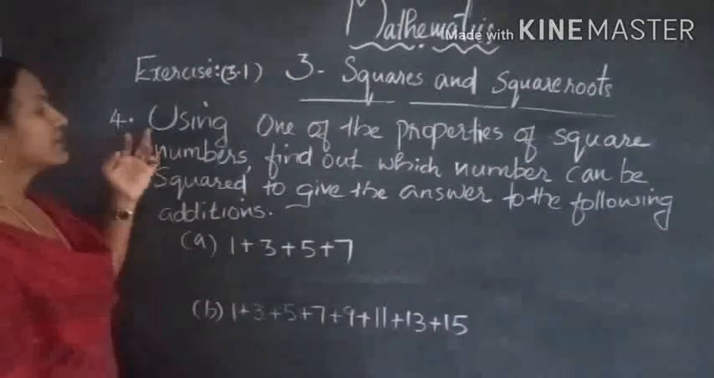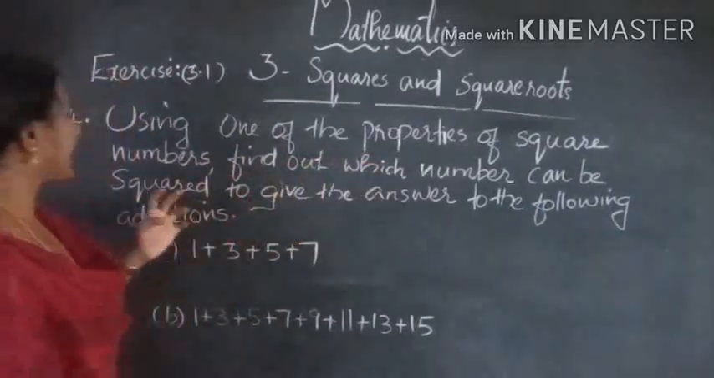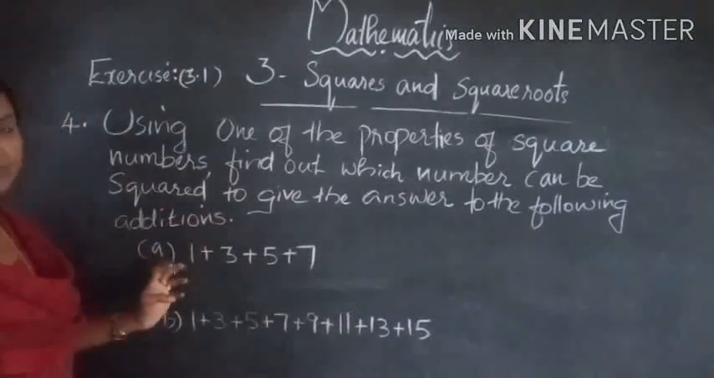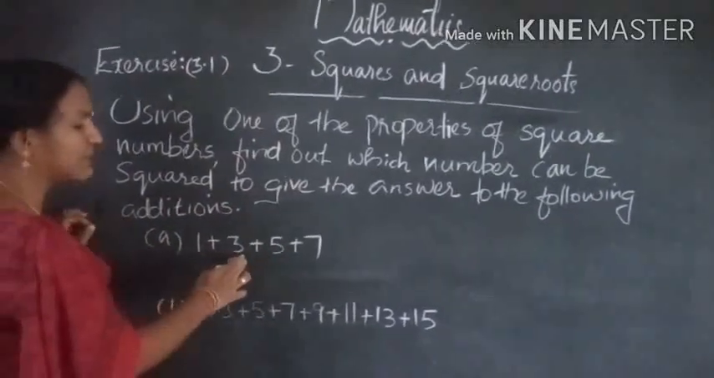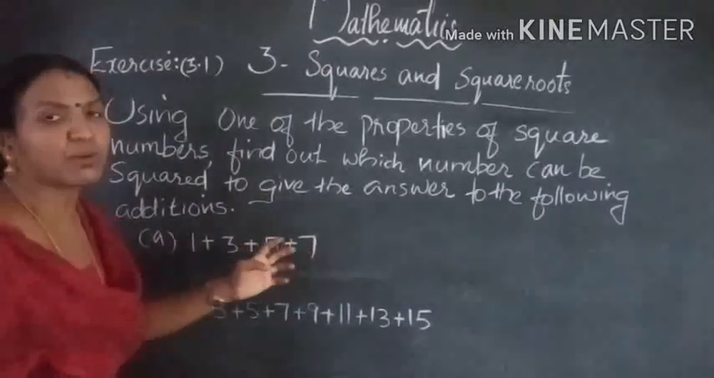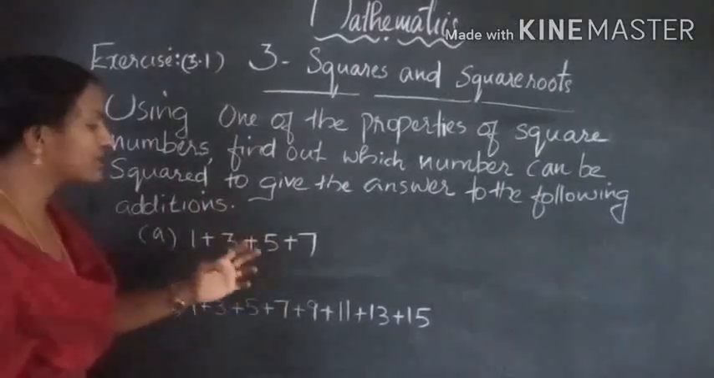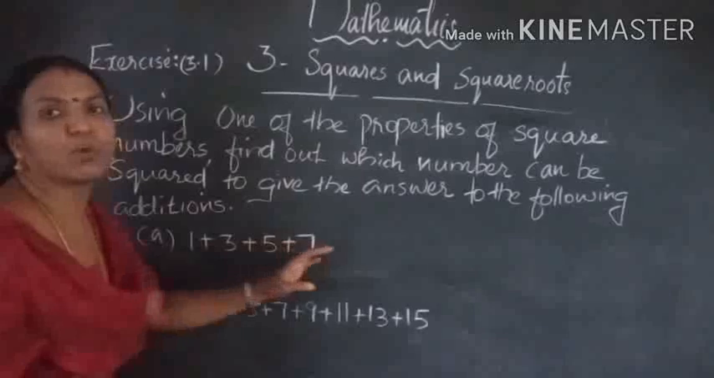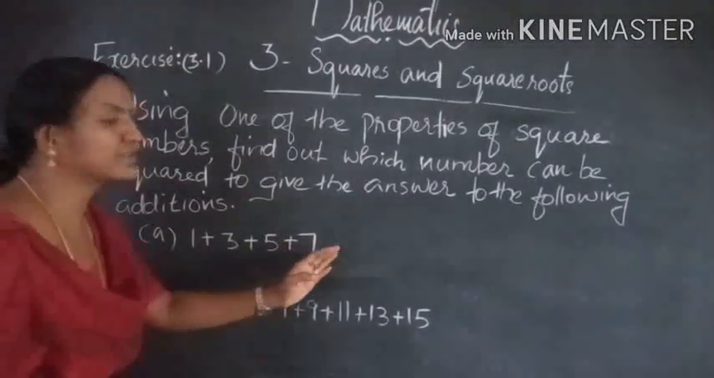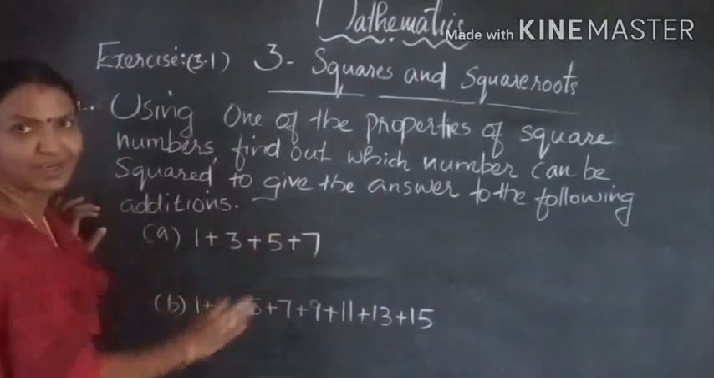Next question, using one of the properties of square numbers, find out which number can be squared to give the answer to the following additions. The first one, 1 plus 3 plus 5 plus 7. We know that the sum of the first a odd numbers is a square. Here we have to find out the sum of the first 4 odd numbers. So the sum of the first 4 odd numbers is 4 square. So the required number to be squared is 4.